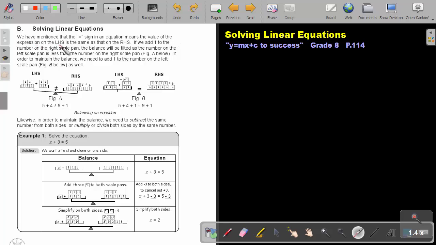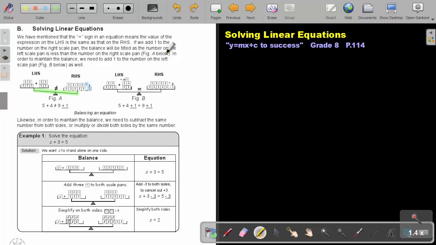on the left-hand side is the same as that on the right-hand side. If we add 1 to the number on the right scale pan, the balance will tilt as the number on the left scale pan is less than the number on the right scale pan. Let's just look here. What did we do? We add 1 to the right-hand side. And can you see what happened to the pan? It went down to the side.